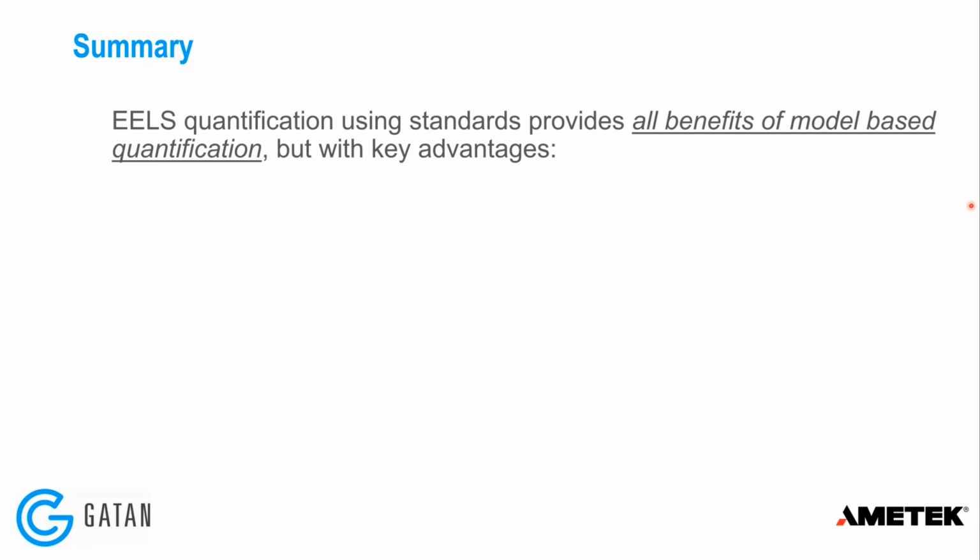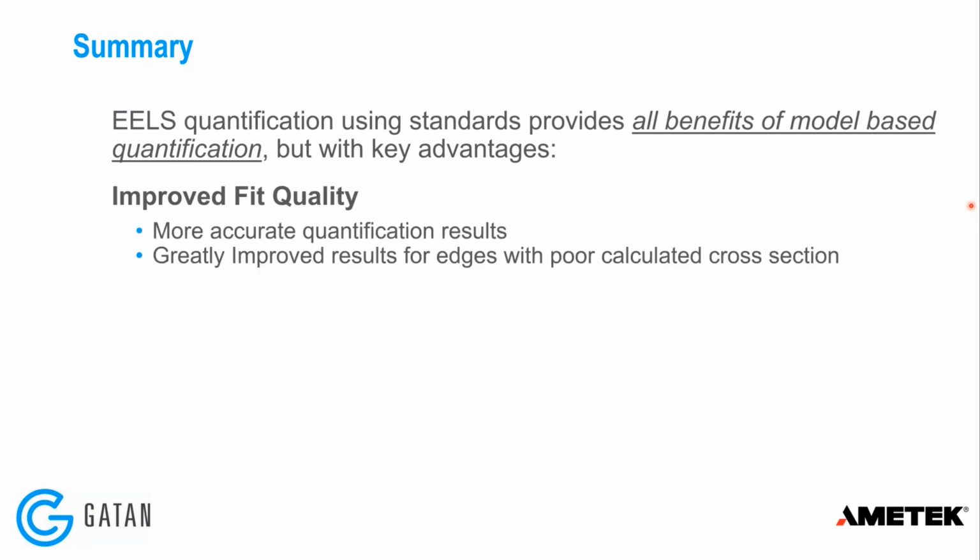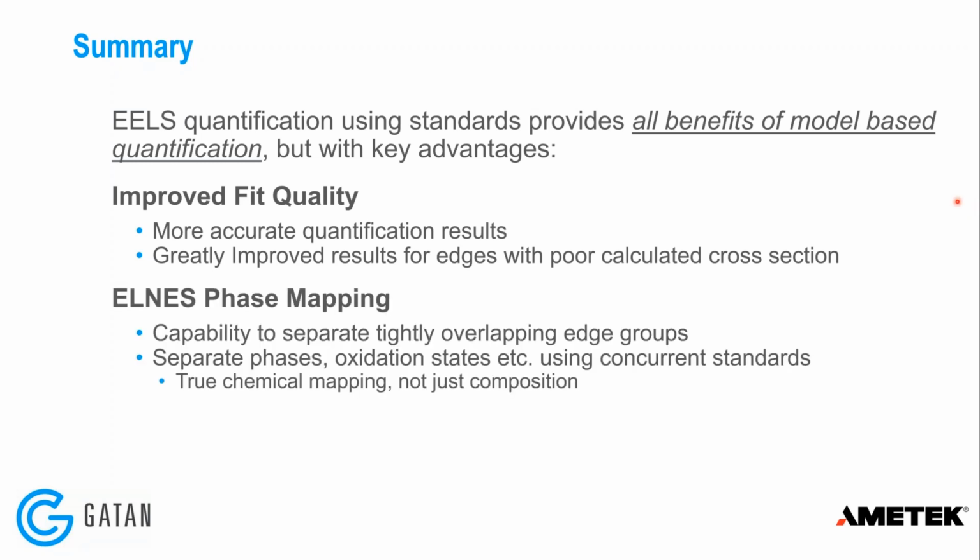EELS quantification using standards provides us all of the benefits of model-based quantification, but with some key advantages. We have improved fit quality, so we get more accurate quantification results, greatly improved results for edges with poor calculated cross-sections. We also can do ELNES phase mapping. This gives us the capability to separate these tightly overlapping edge groups. We can separate phases, do oxidation state mapping using concurrent standards. So this really allows us to do true chemical mapping and not just composition analysis.